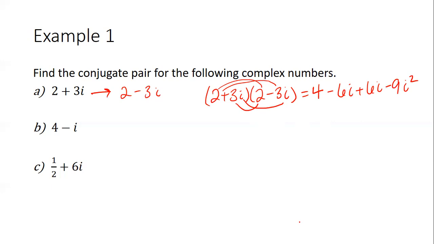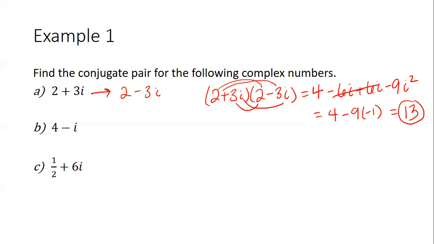Do we see how the multiplication worked? What happens to our middle terms? They combine and they cancel, right? So we're left with 4 minus 9i squared. And what did we say i squared equals? -1. And a negative times a negative is a positive. So what's 4 plus 9? 13. So there's your real number produced from that complex number.